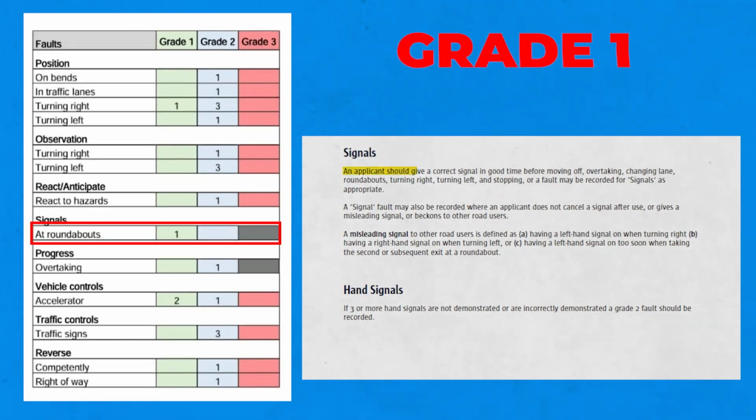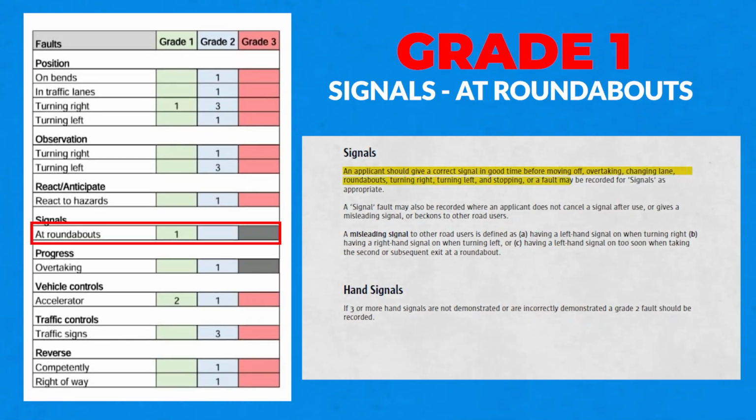Next we see he picked up 1 grade 1 for signals at roundabouts. Let's not worry about the grade 1s today. He could fill that list full of grade 1s and it wouldn't matter to the end result.